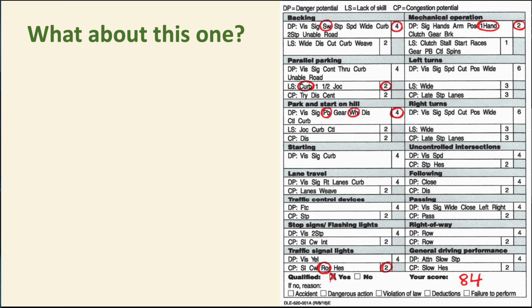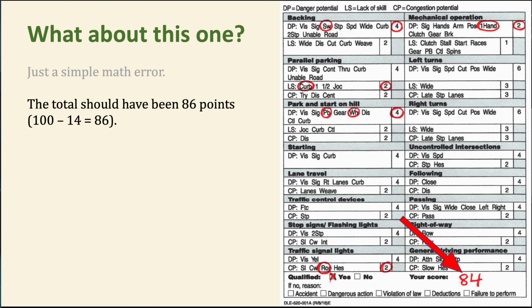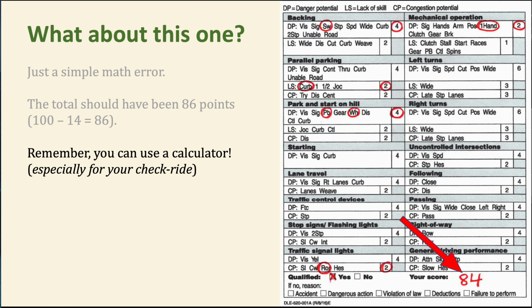What about this one? Backing, okay, looks fine. Parallel parking on the curb, parked down on the hill, 4. Right of way, 1 hand 2. Oh, what do we got here? I think I see what it is. The math error. Yeah, total should have been 86. 100 minus 14. Remember, you can use a calculator, and I'll tell you, especially do this for your check ride. Bring it with you. Even if you never use a calculator, bring it for your check ride.